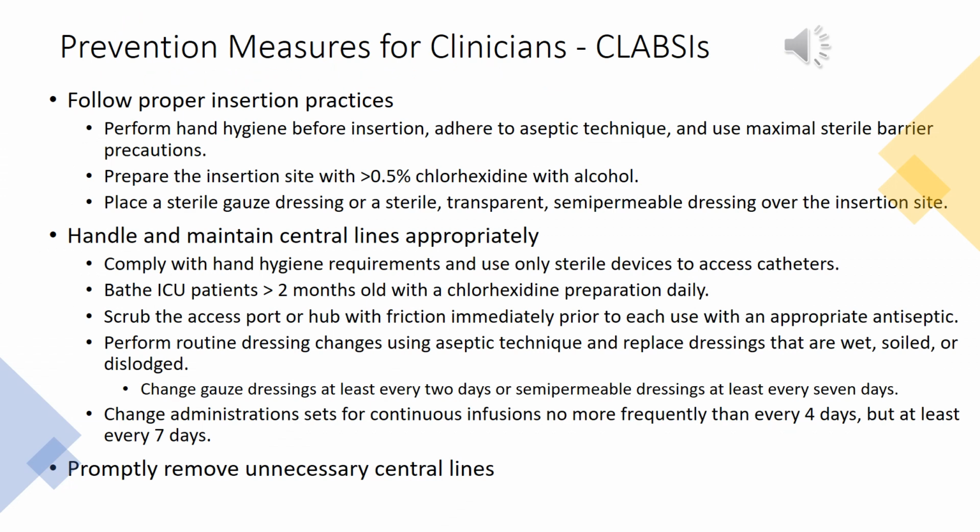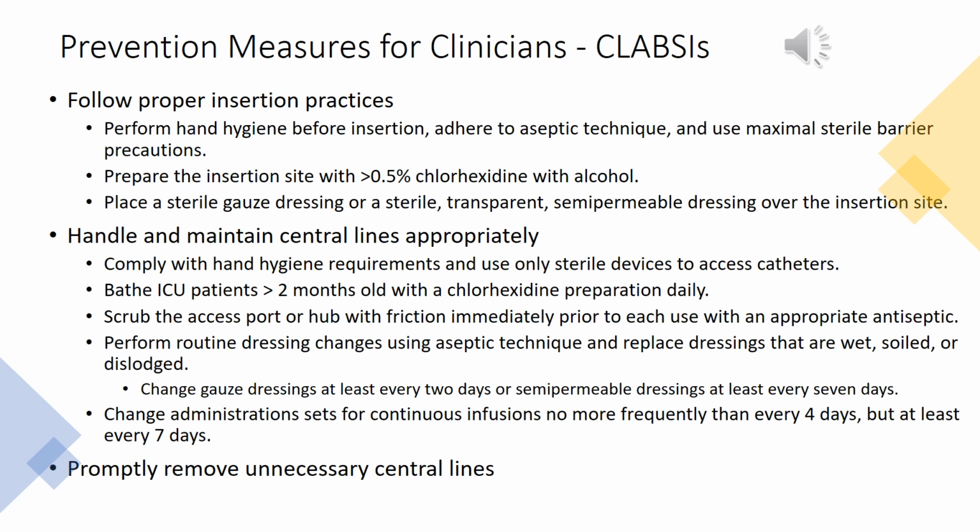Prevention measures for clinicians for central line-associated bloodstream infections. Follow proper insertion practices. Perform hand hygiene before insertion, adhere to aseptic technique, and use maximal sterile barrier precautions. Prepare the insertion site with greater than 0.5% chlorhexidine with alcohol. Place sterile gauze dressing or sterile, transparent, semi-permeable dressing over the insertion site.